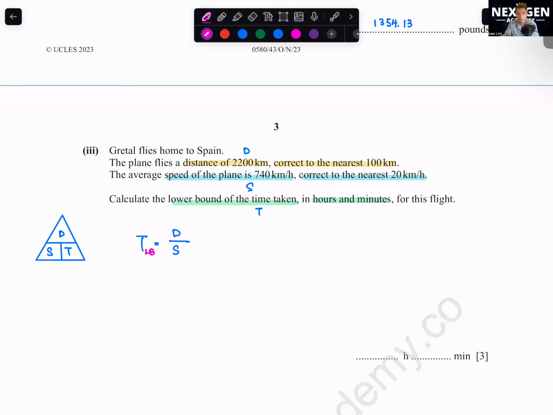How do I get my smallest possible value for this combination? Remember, you can just think of it as big, small, small, big, big, big, small, small. Lower means small. Upper bound means big. So how do I get my smallest possible value for time? Do I take a big value divided by a big value, big divided by a small value, small divided by a big value, or small divided by a small value? That's the first question to ask.